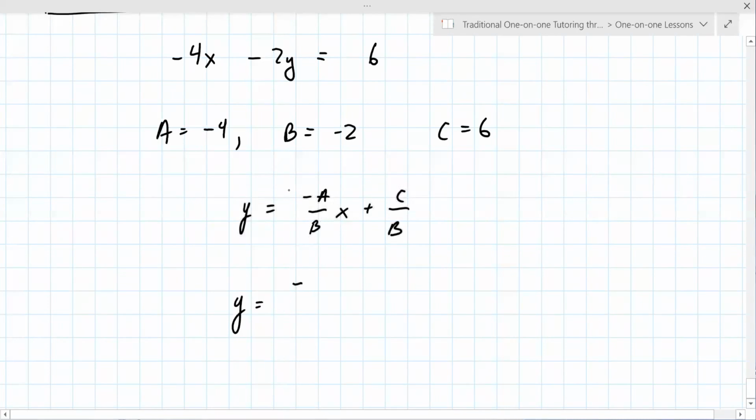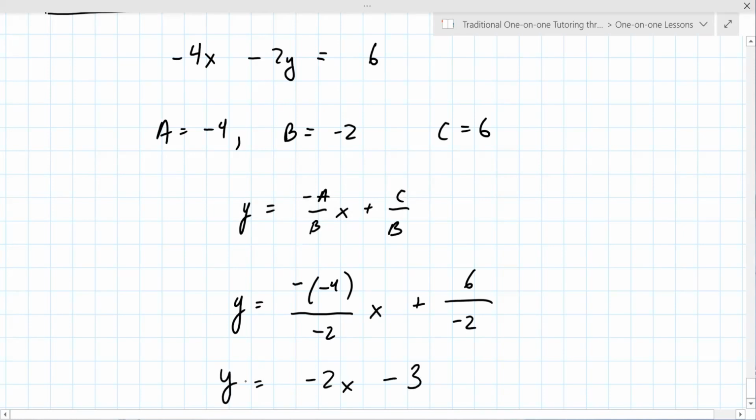It's negative of a, negative of negative 4 over negative 2x plus 6 over negative 2. And that reduces to negative makes positive 4 over negative 2. So negative 2x minus 3, which is exactly what we got when we worked this out before.